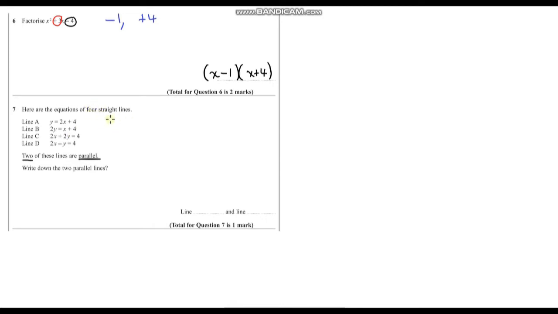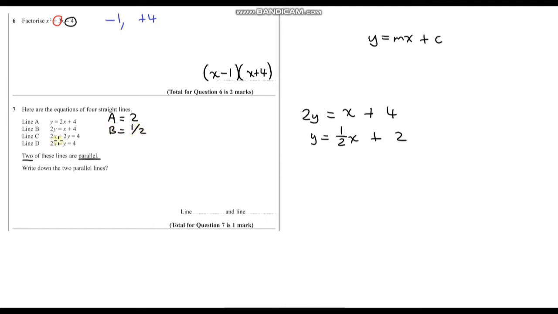So for A, the gradient is 2. That's quite easy. It's just the number in front of our x. Now for B, we've got 2y equals x plus 4. And to calculate the gradient, our equation must be in the form y equals mx plus c. We've got 2y, so we need to divide everything by 2. So this is going to be y equals a half x plus 2. So for B, our gradient is a half. So those two are definitely not parallel.